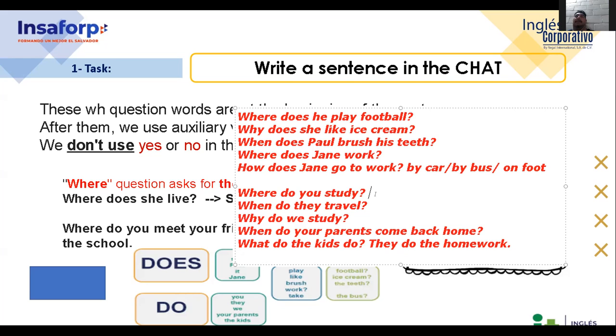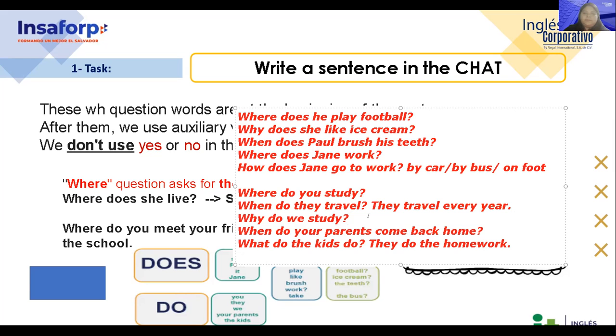I study in Japan. I study in Inglés Corporativo. When do they travel? They travel in December. Never. When do they travel? They travel every year. Ellos viajan cada año.